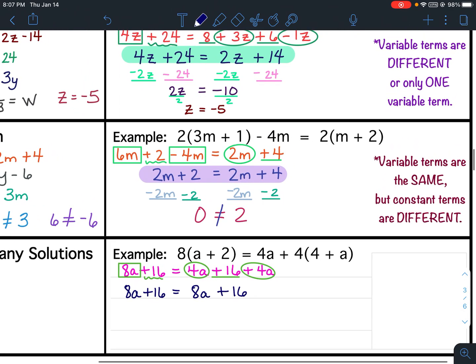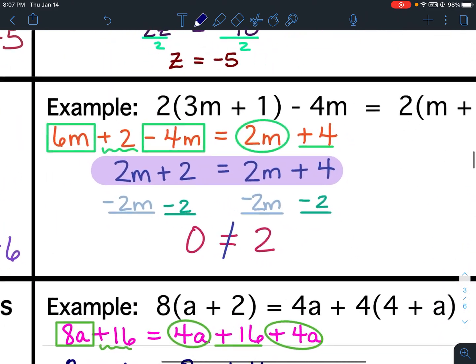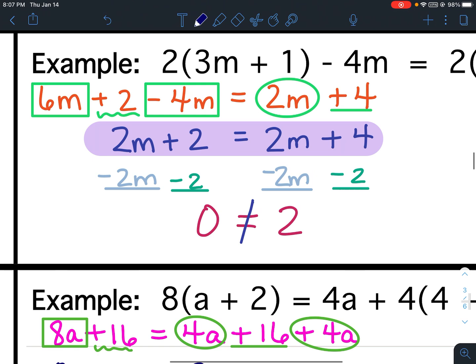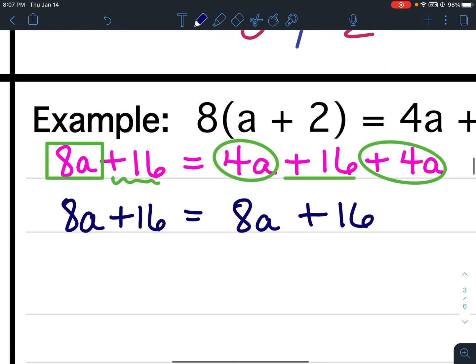So in the top one, the variable terms were different. And we could stop. And the second one, the variable terms were the same, but the constant terms are different. But look at the last one. It's exactly the same thing on both sides. Both your variable terms and your constant terms are the same.